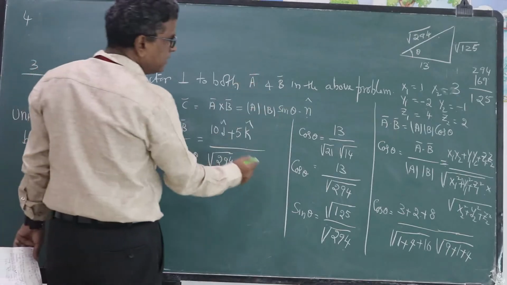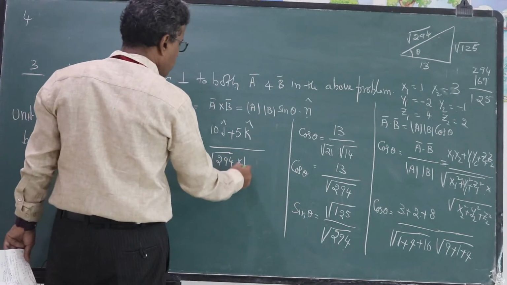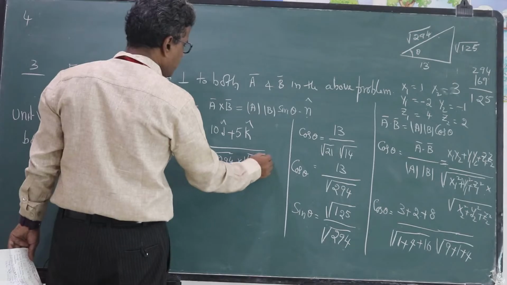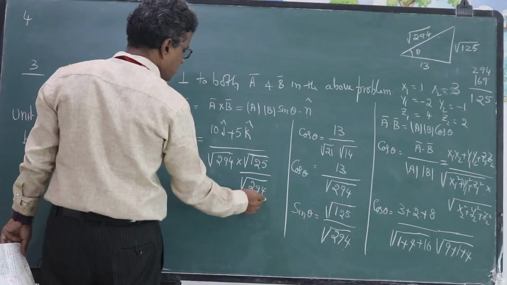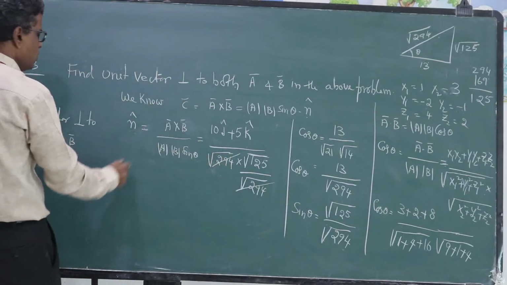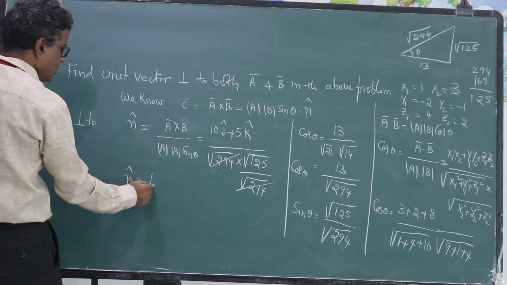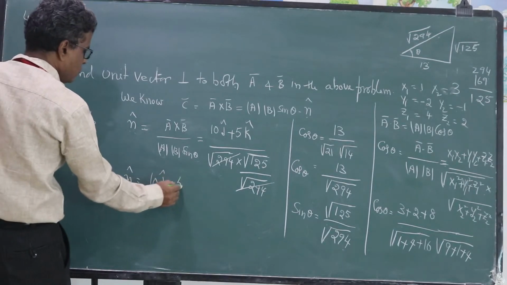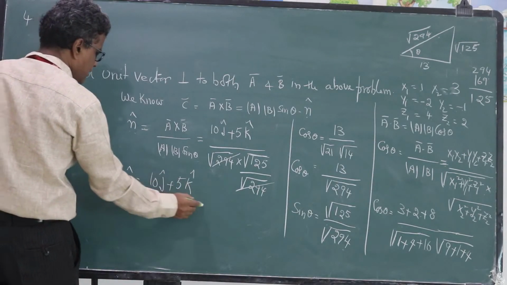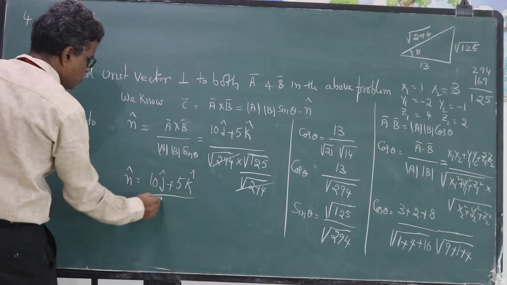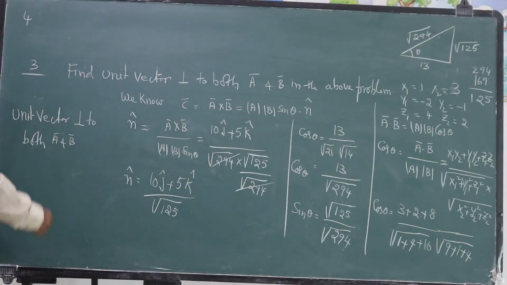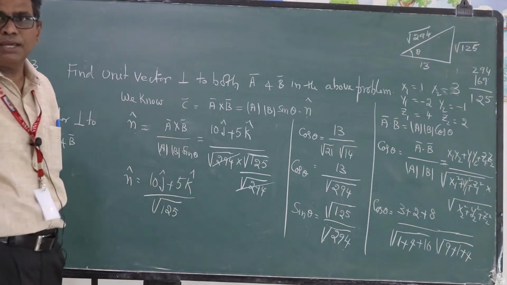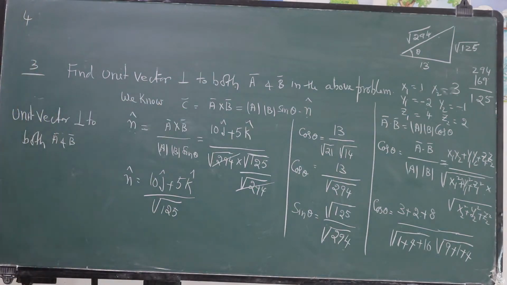What is sin theta? Sin theta is root 125 by root 294. The root 294 gets cancelled. So you will get n cap is equal to 10 j cap plus 5 k cap by root 125. So this is the answer for this question. What is the question? Unit vector perpendicular to both a bar and b bar. We can calculate like this.